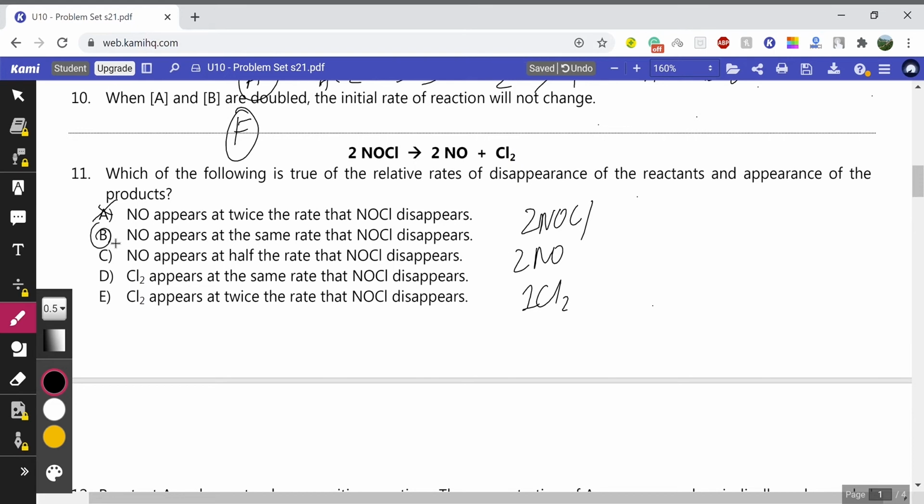NO appears at half the rate? Nope, their moles are the same. Cl2 appears at the same rate as NOCl? Nope, it's a 1 to 2 ratio. Cl2 appears twice as fast as NOCl disappears? Nope, and NOCl appears twice as fast as Cl2 because NOCl is the one with 2 moles. So our answer is B.